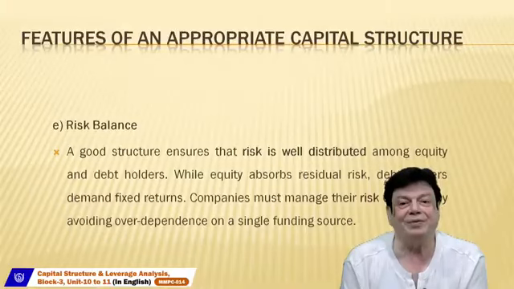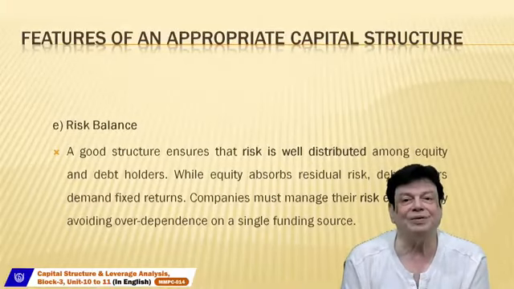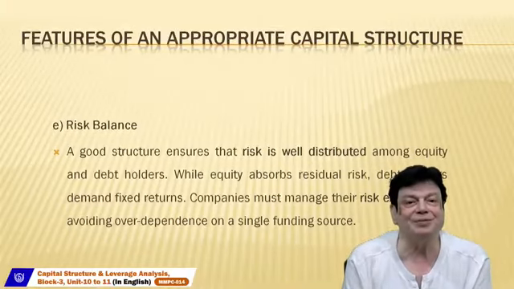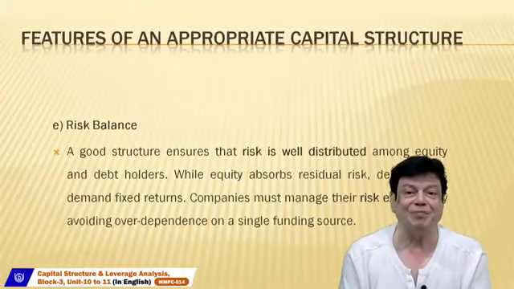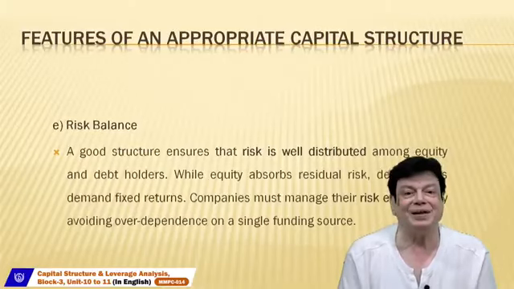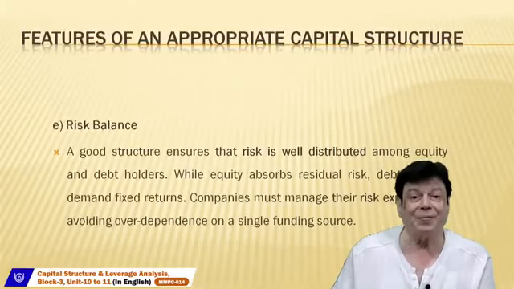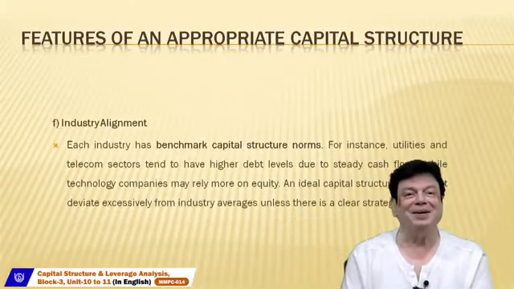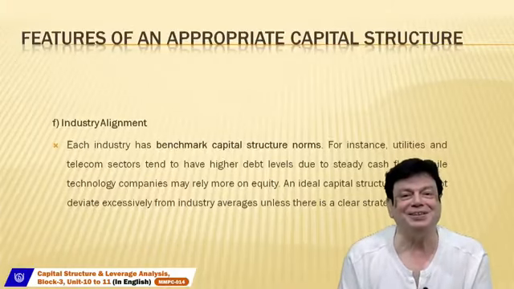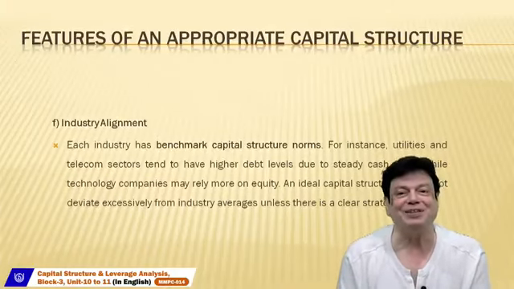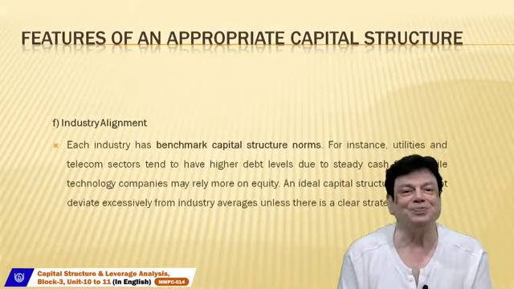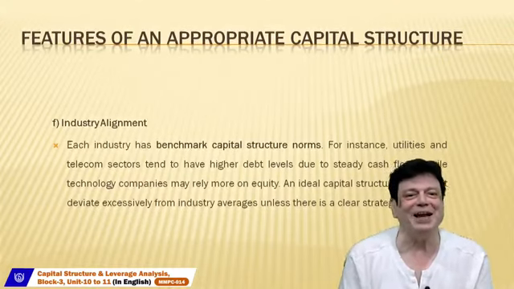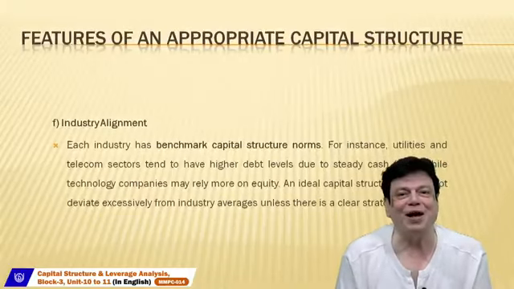While equity absorbs residual risk, debt funds demand fixed returns. Companies must manage their risk. Industry alignment: each industry has benchmark capital structure norms. For instance, utilities and telecom sectors tend to have higher debt.